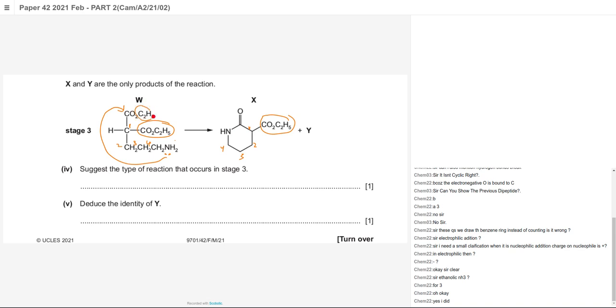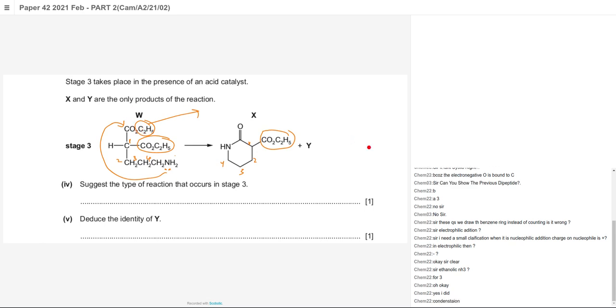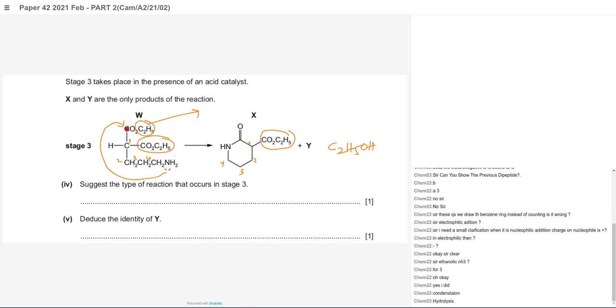And this fellow has gone off. It's a very strange reaction. What has happened here is that I'm quite sure this is hydrolysis. So the alcohol C2H5OH is removed and the carboxylic acid forms. First is hydrolysis, and then the condensation has also taken place.